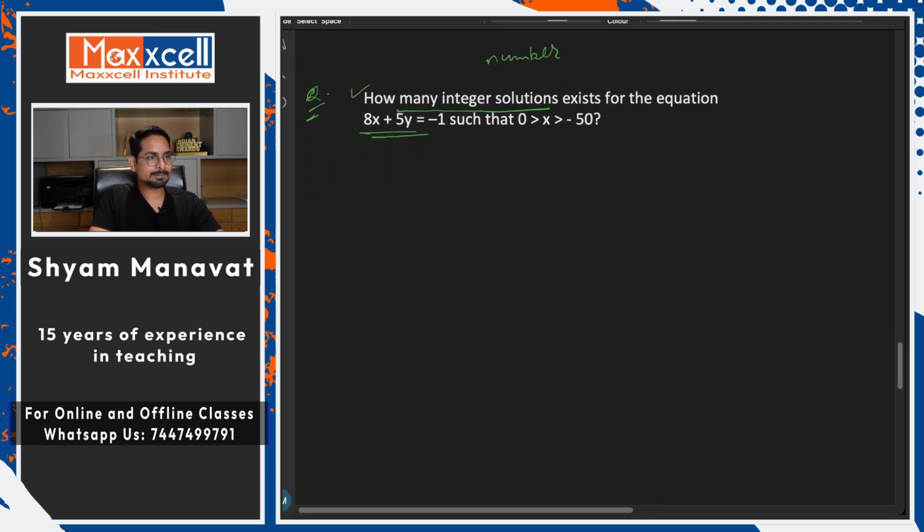Here we have how many solutions exist for this particular question. Now I have some condition for x. This time I'll keep y on this side, and I will change the side for the x term. So it will be -1 minus 8x. Okay, now y is equal to what? -1 minus 8x by 5. This is your first step.